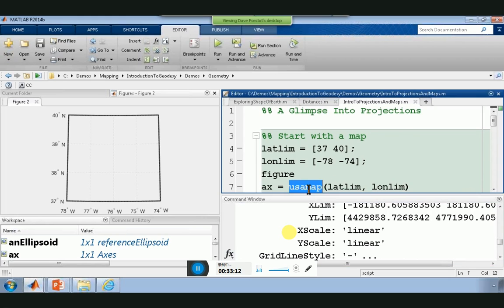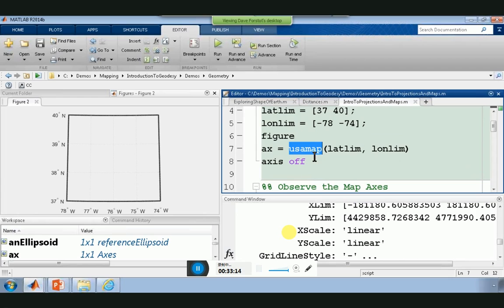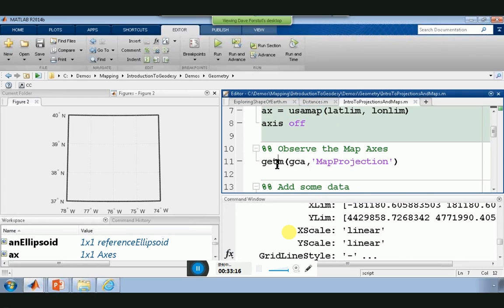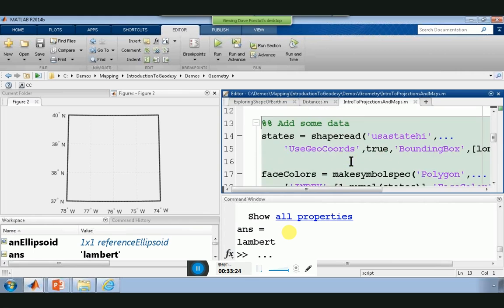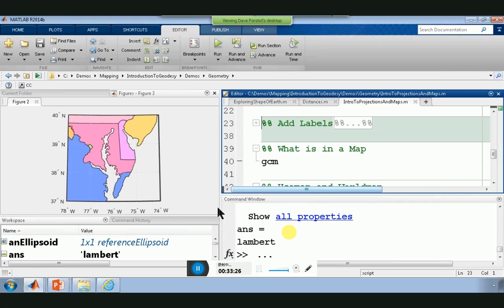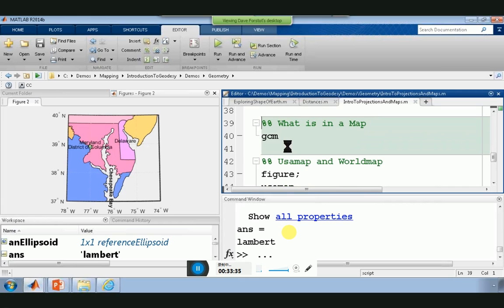Now, the USA map did something very, very special for me in MATLAB. It gives me, under the covers, a projection. Now, this projection was selected specifically for the region we're looking at. What you may recognize now, if you're familiar with the U.S. geography, is the Washington, D.C. area. We can add some labels to make this a little bit clearer. So we've got the District of Columbia, Chesapeake Bay, and Delaware.